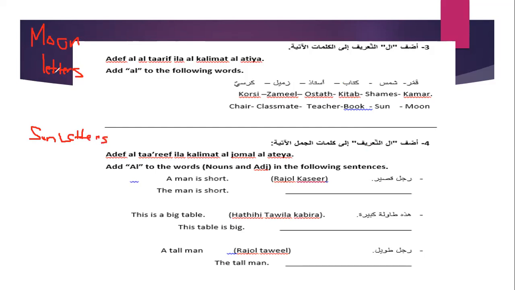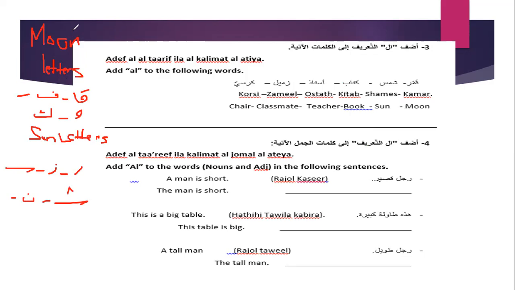I'll give you an example of a moon letter. It's qa, for example, or fa, or wa, or ka. Okay, let's give examples of sun letters like ra, za, sa, sha, na. Okay, these are examples of sun letters.